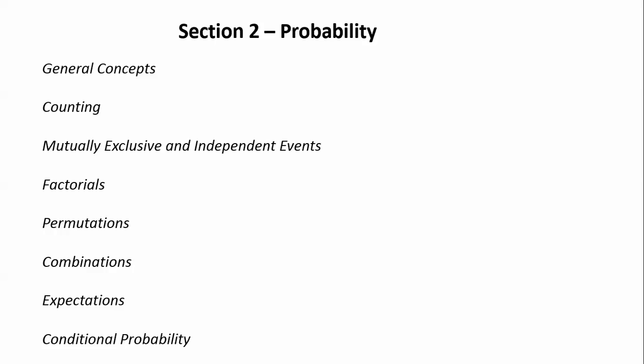In this section, we'll cover the general concept behind probability. We'll take a look at counting measures and how we count in probability. Mutually exclusive and independent events: we'll define and determine how we separate those. We'll go back to your math knowledge and dig up factorials. In factorials, we'll also look at permutations and combinations.